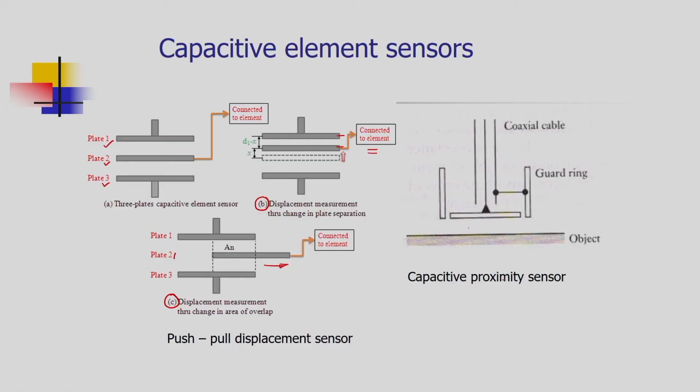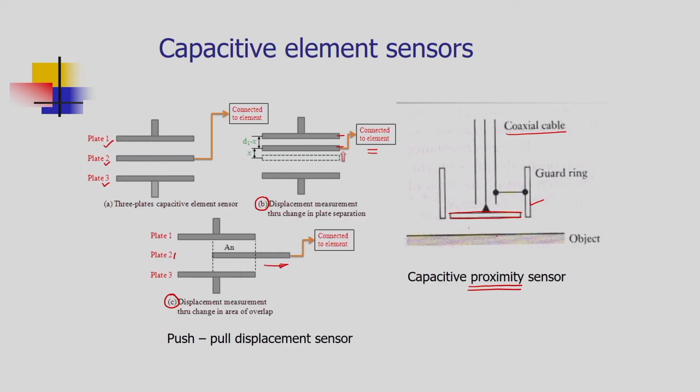The capacitive element sensors are widely used as proximity sensors. In this case we are using a simple arrangement. We are using a coaxial cable and there is a guard ring. The guard ring is protecting the coaxial cable. At the end of the coaxial cable, we are attaching a plate. This is the charge plate.